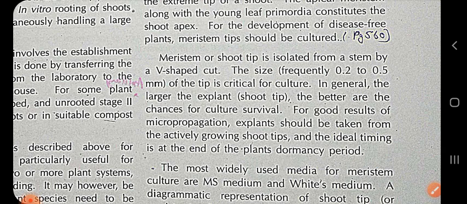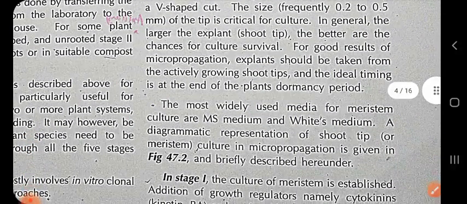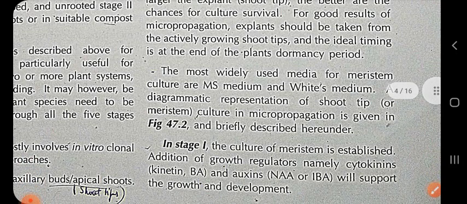when the dormancy period of the plants has ended. Okay, and the most commonly used media for meristem culture are MS medium and White's medium. MS medium is made up of various types of macro elements, micro elements, vitamin source, and amino acid source that have a particular composition depending on what type of culture you are using and what type of explant we are using for this medium for their growth.